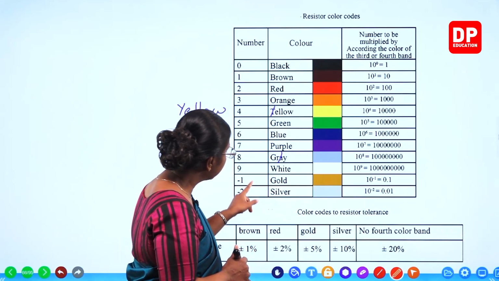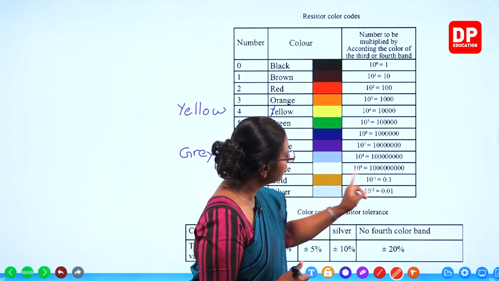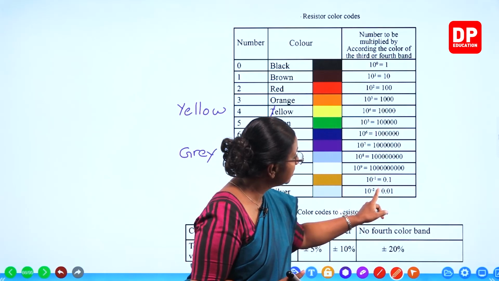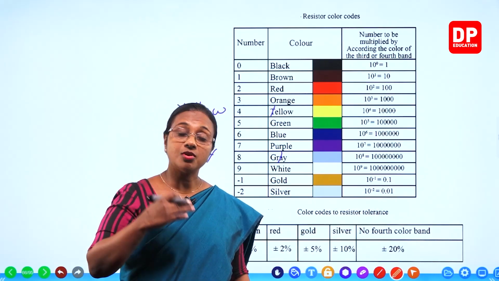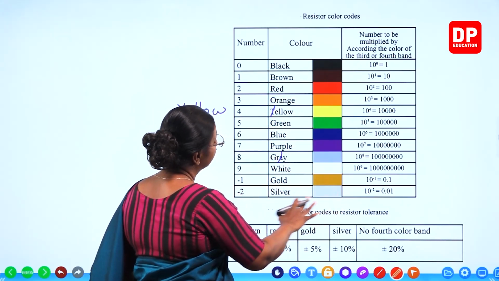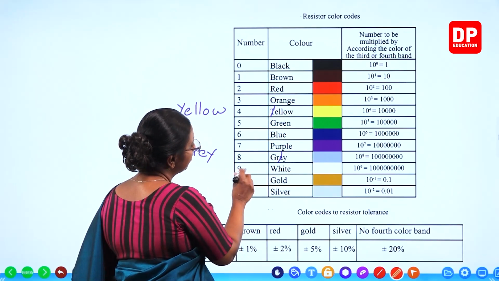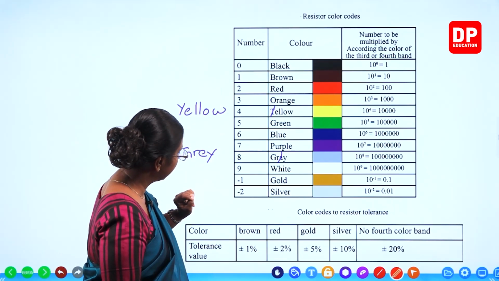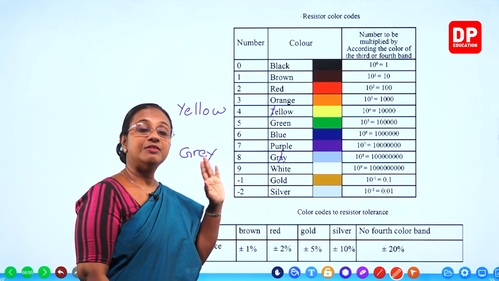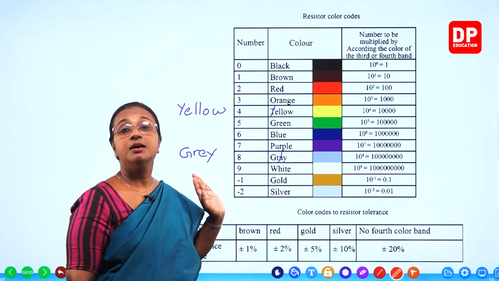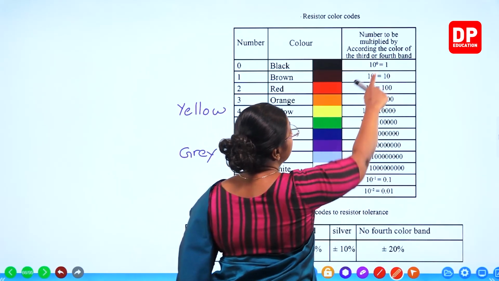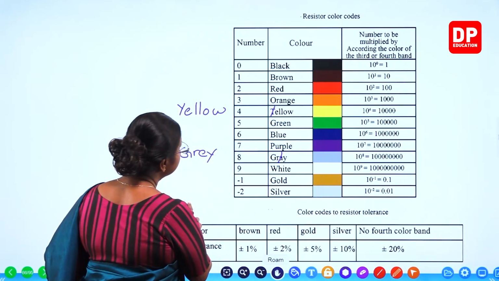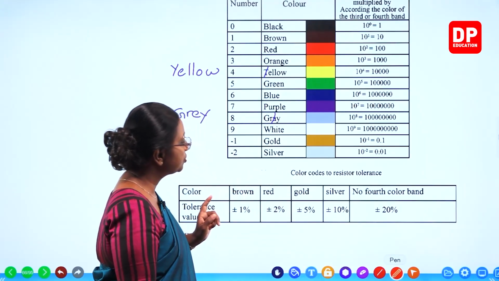Then, like I said, if the colors are gold and silver, here you can see 10 to the minus 1, 0.1. So, the resistance will be a decimal value. If it is silver, it is 0.01, 10 to the minus 2. That is also a decimal value. So, this is how we have the values. Black, brown, red, orange, yellow, green, blue, purple, grey, white, gold, silver. Accordingly, you have the values 0, 1, 2, 3, 4, 5, 6, 7, 8, 9, minus 1 and minus 2. So, if it is the first two bands, you directly use the number. If it is the third band, accordingly you put the number of zeros. Then we have the second table, where we have color codes to resistor tolerance.